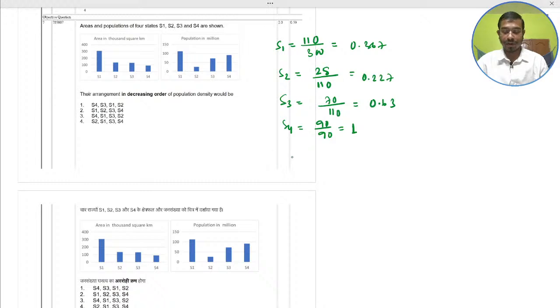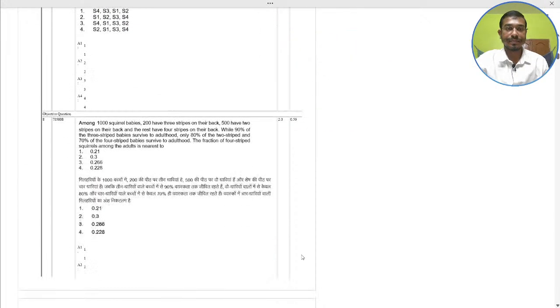So the decreasing order means S4 is greater than S3, greater than S1, greater than S2. This is the correct option. So here I think option A would be the correct one: S4, S3, S1, S2.